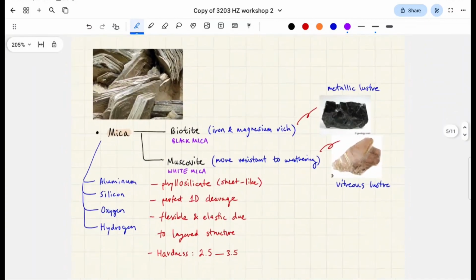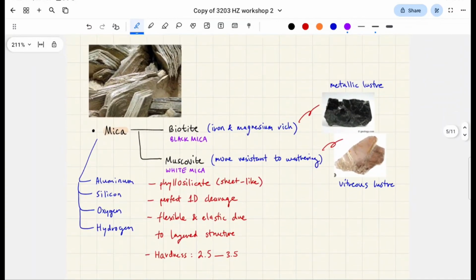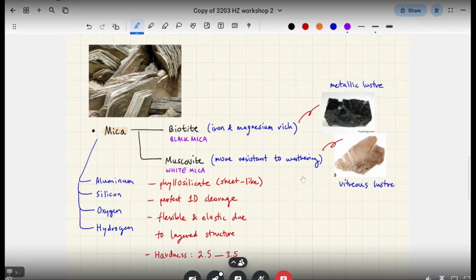Okay, so micas are getting a bit more complicated. Basically you have your black mica, which is called biotite, and your white mica, which is called muscovite. The biotite is rich in iron and magnesium, but let me just show you the chemical makeup of it.